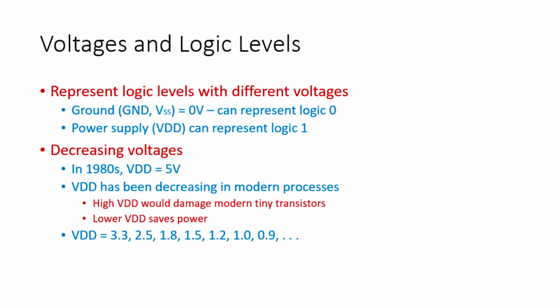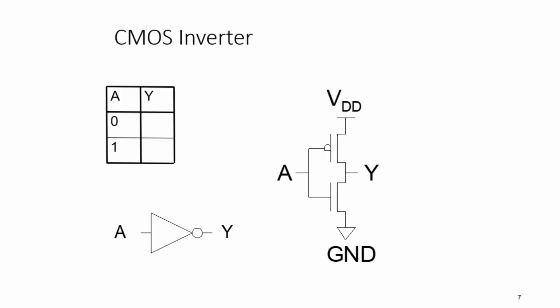Now these voltage levels, in particular VDD or the supply voltage, have been decreasing substantially throughout the years. Starting with 5 volts in the 1980s, this voltage level has been decreased to even lower values than 1 volt. With this in mind, let's go to our main topic, the CMOS inverter, the first digital circuit that we will study. The CMOS inverter is one of the most basic yet essential components in digital circuits.